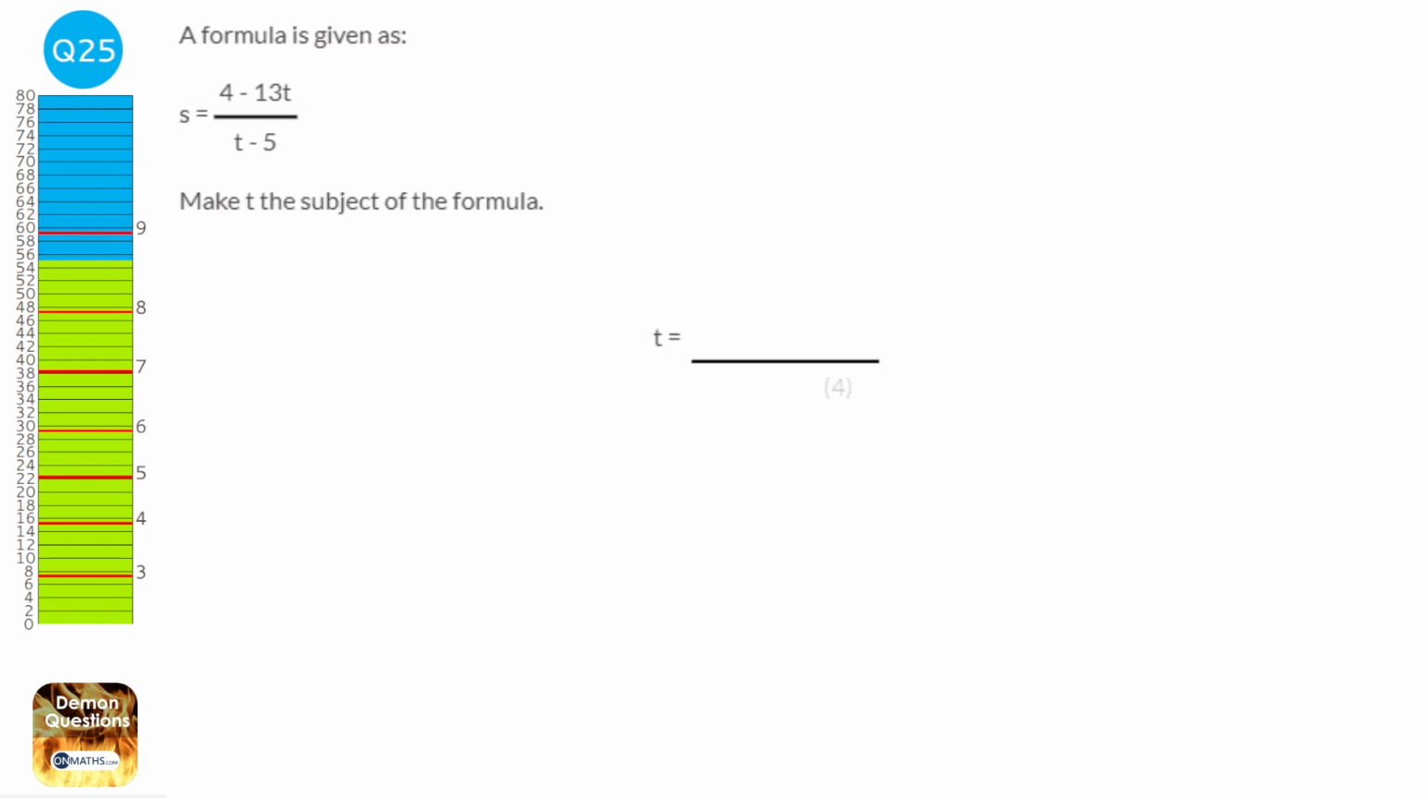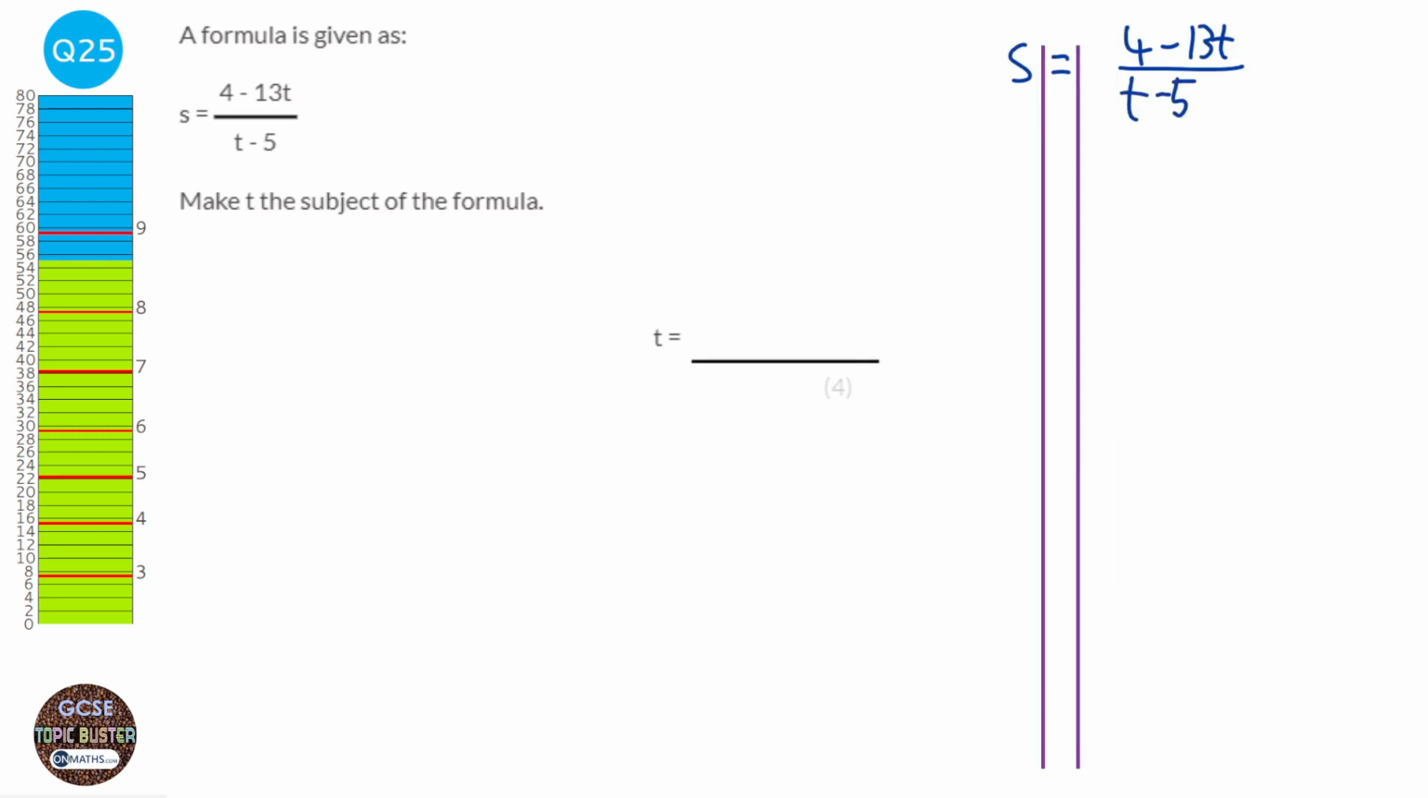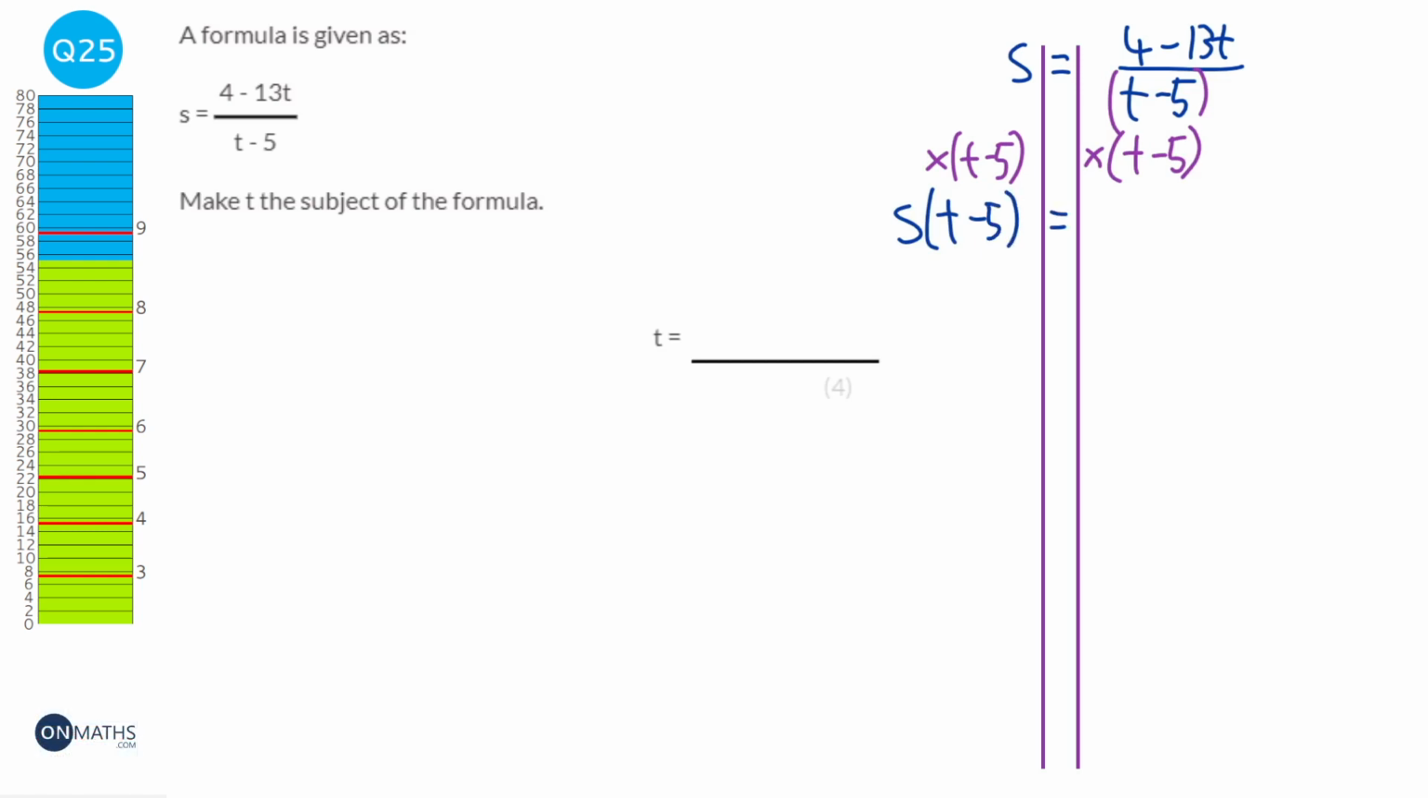We're going to write this out again just to give us a bit more space. So we've got s equals (4 minus 13t) over (t minus 5). I'm going to get our lines in. Okay, so the first thing I need to do is get rid of this fraction. Always get rid of any fractions. I'm going to do that by multiplying both sides by t minus 5. So we're going to end up with s brackets t minus 5 equals 4 minus 13t.